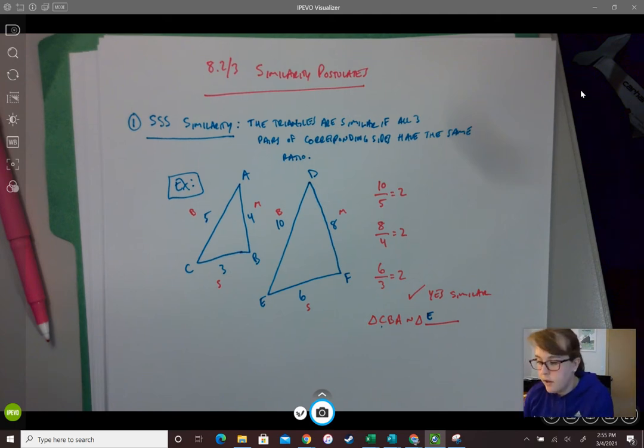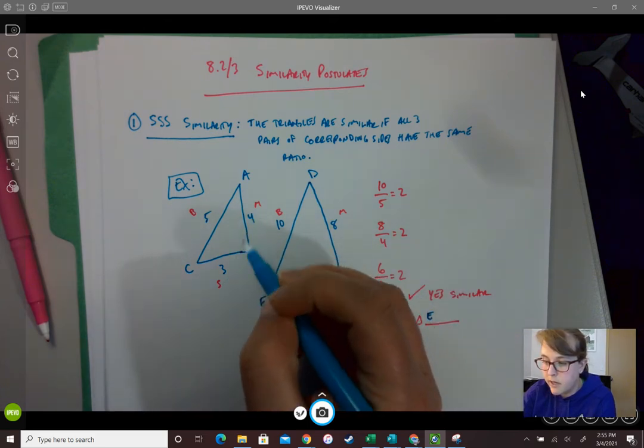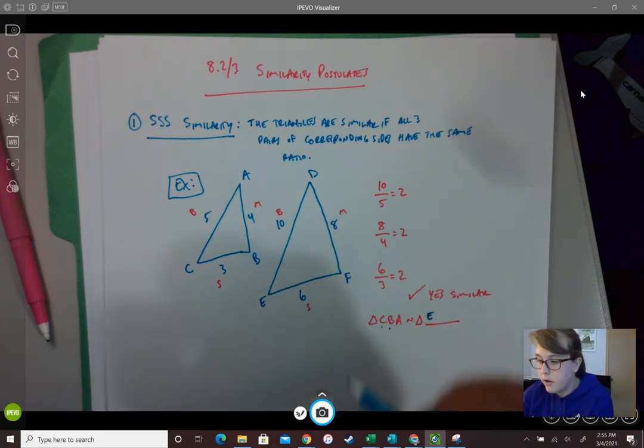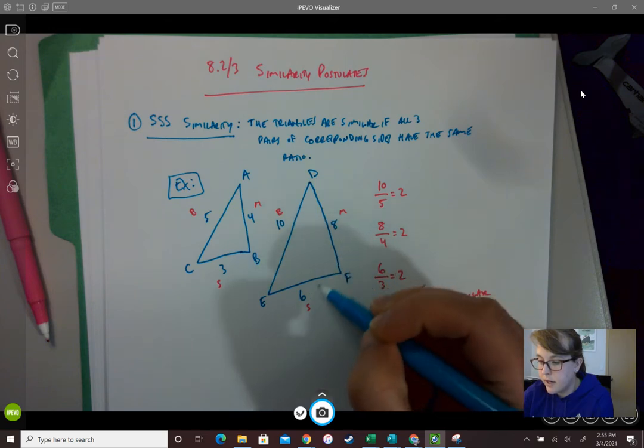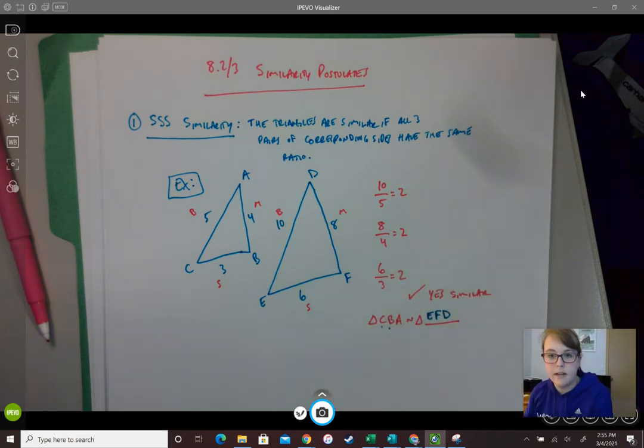Then B comes next. B is between the small side and the medium side. So looking over here, F is between the small side and the medium side, so F would come next. And then lastly, by process of elimination, letter D would come last. Okay, so that's SSS similarity.